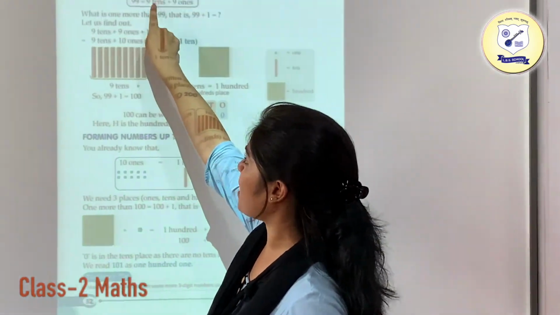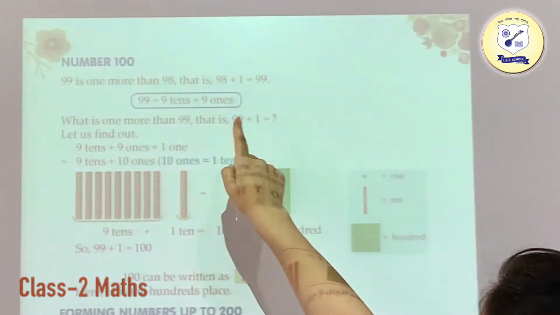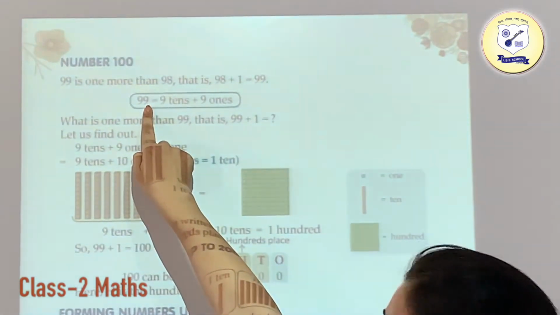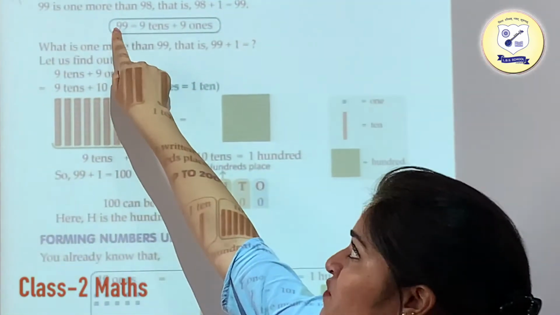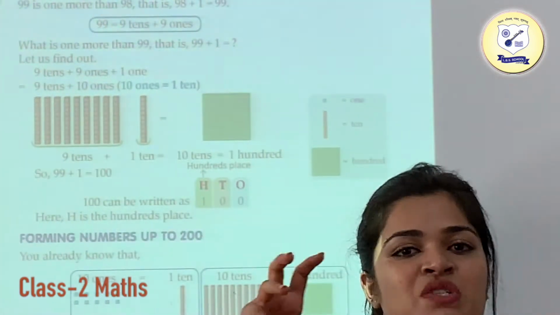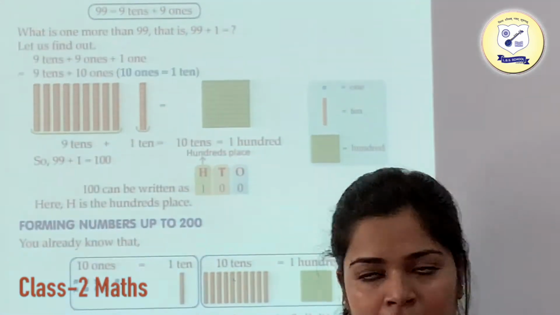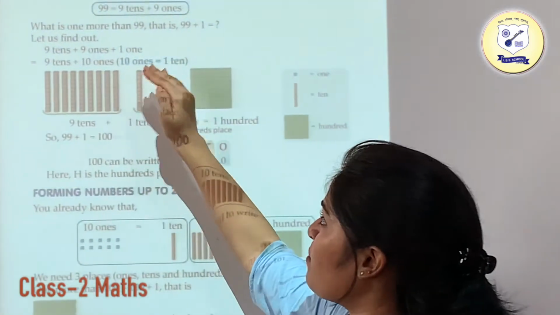99 is equal to 9 tens plus 9 ones. This digit represents the 9 ones, and this one is for the 9 tens, which are the place values of the digits of that number. Okay, what is 1 more than 99?